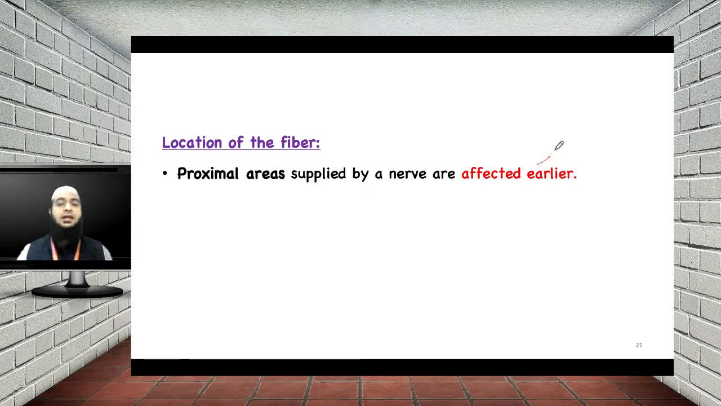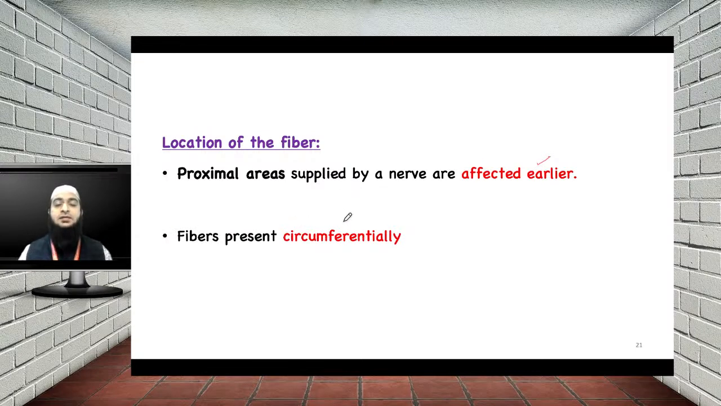So what is the proximal area? The proximal area is the area present on the surface or towards the surface. If that area is there, then it is affected first as compared to the visceral area. So the proximal area supplied by the nerve is affected earlier.